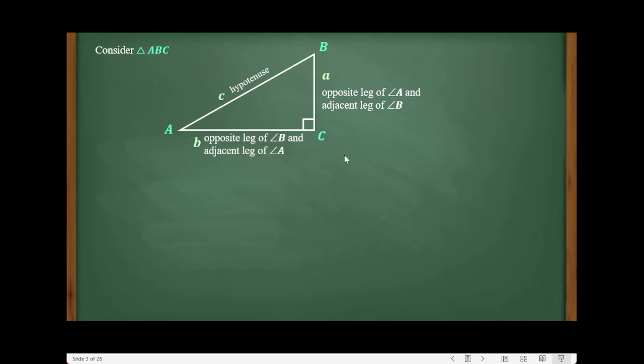And from this right triangle with those proper labels on each side, we can now continue with the definition of the trigonometric ratios. So far, we know the definition of sine and cosine trigonometric ratios. So we will now have the next two.